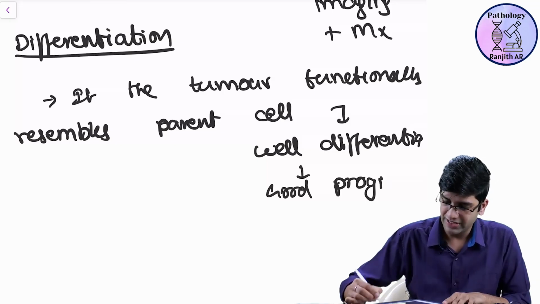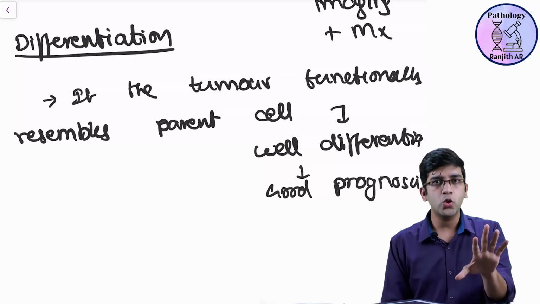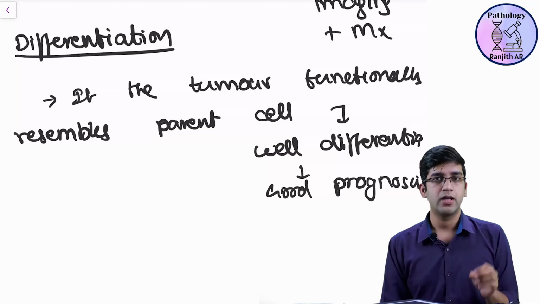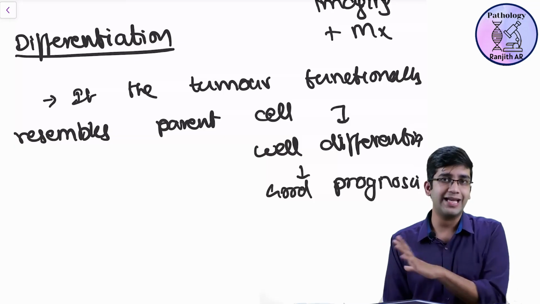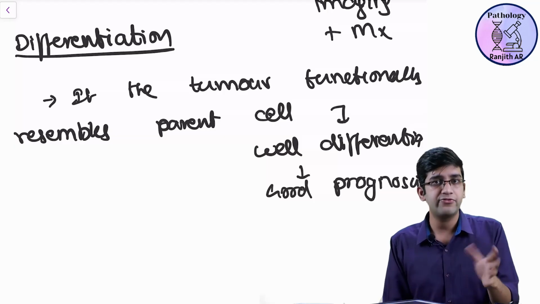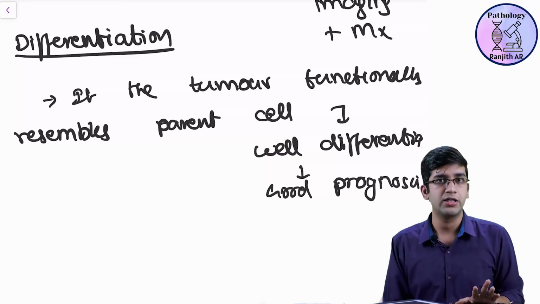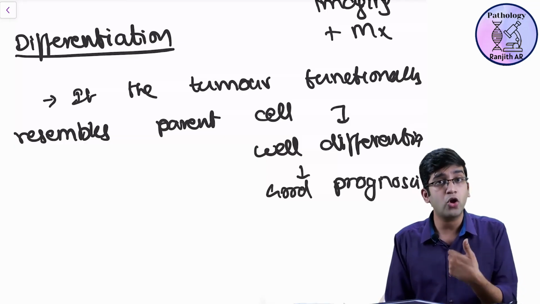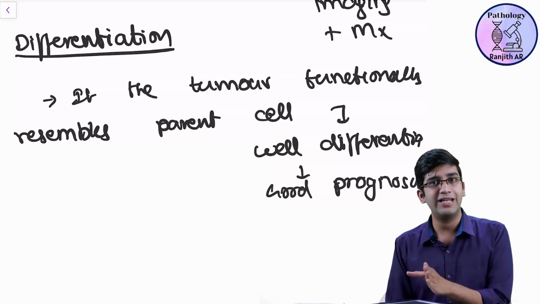Differentiation is based on well, moderately, and poor in most of the cancers. Right? I just want you to know what differentiation is and what it means. Well differentiated means the cancer cell is doing the function of the parent cell. If plasma cell myeloma secretes immunoglobulin, well differentiated. There are a few plasma cell myelomas which will not secrete immunoglobulin, poorly differentiated. Right? That's what well and poorly mean.